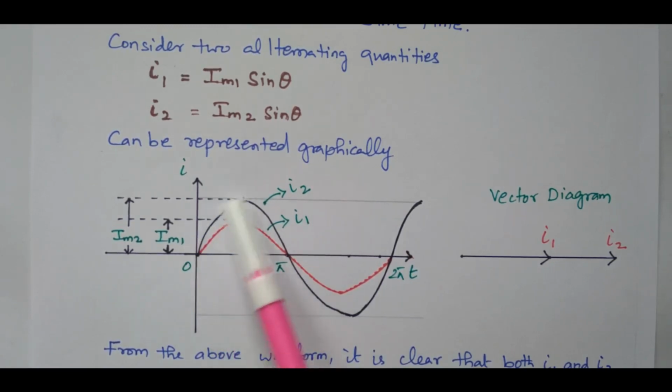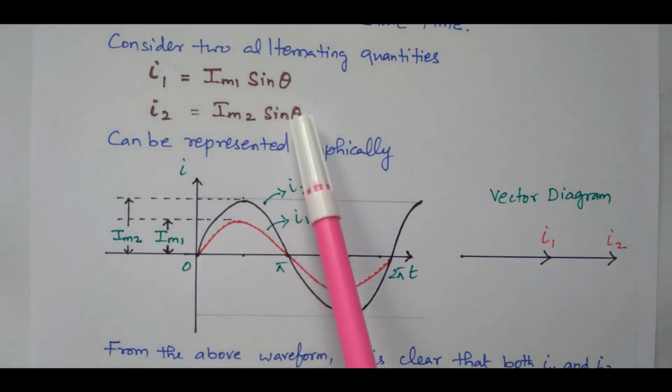Both waves start at 0 degrees itself. Both reach the maximum at the same time, again reach the zero value at the same time, again the maximum, and again zero at the same time. So this is called in phase. There is no phase angle between these two waveforms.